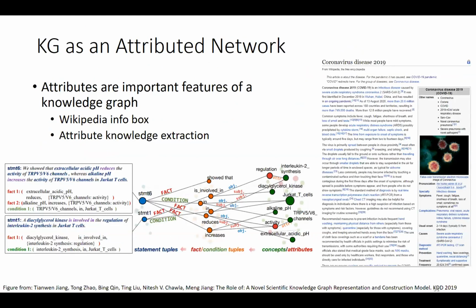Another representation of a knowledge graph is called an attributed network. In fact, we can obtain a lot of attributes from existing knowledge bases, such as Wikipedia, where the infobox shows a lot of attribute values. Moreover, recently it's becoming interesting to use information extraction to extract some attributes from text. So given the attributes, we naturally need to use a different learning algorithm to get the node embeddings.